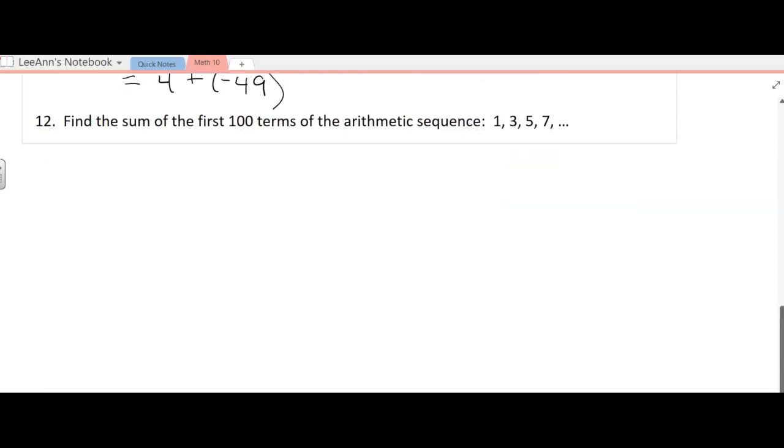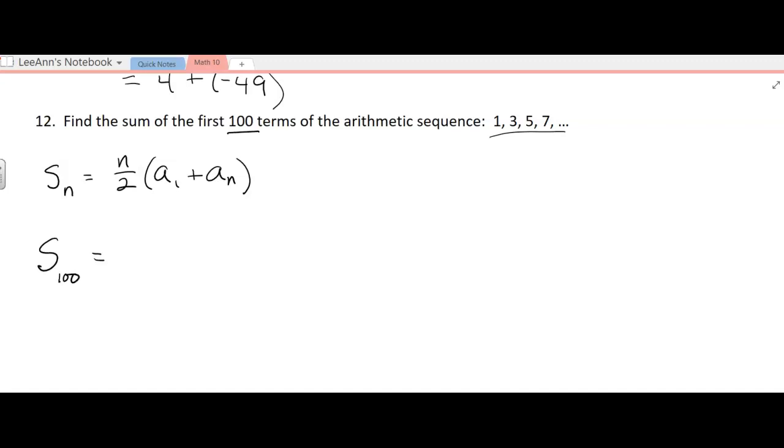All right. Find the sum of the first 100 terms of the arithmetic sequence. So here's an arithmetic sequence. The formula for the sum of an arithmetic sequence is n over 2 times a sub 1 plus a sub n. And we're going to find the sum of the first 100 terms. So we're finding s sub 100. n is 100. We know the first term, that's 1, but we don't know the last term. So how do we find a sub 100? We want to know what the 100th term is. We need to know that.